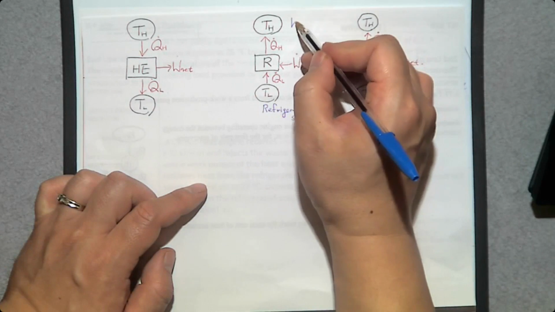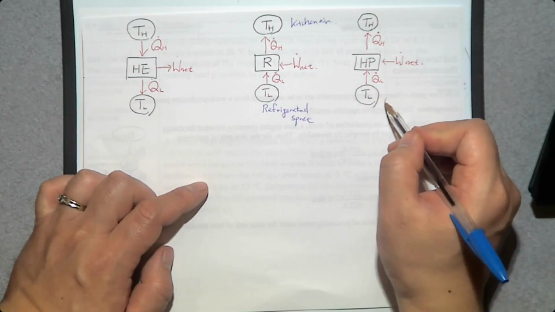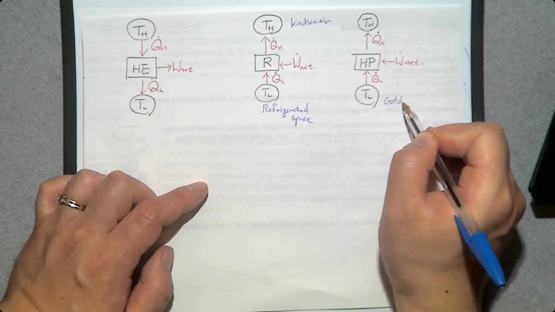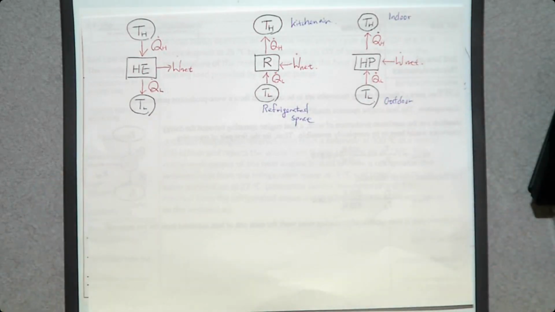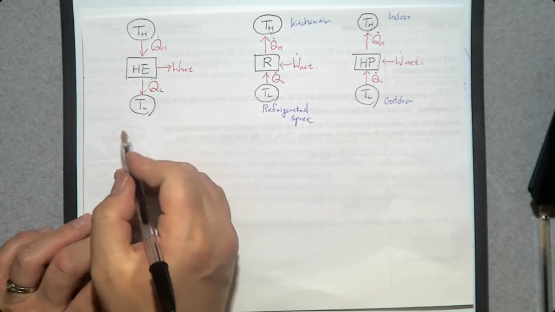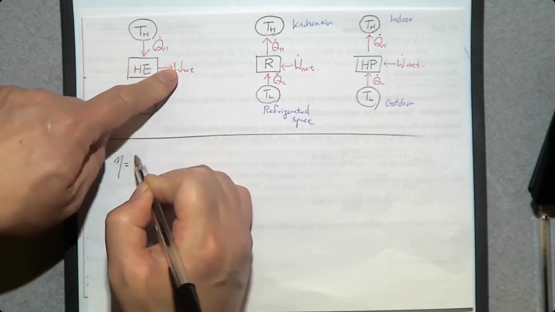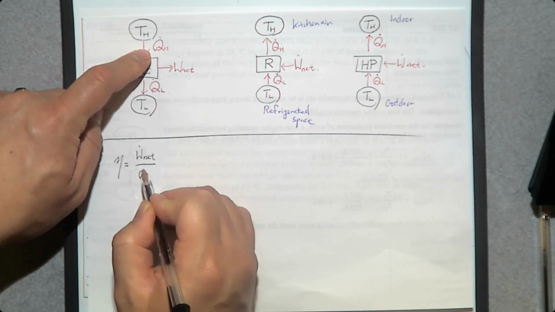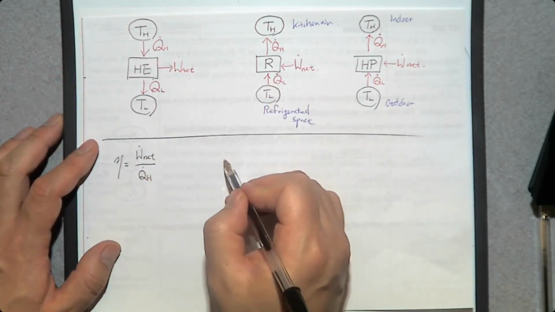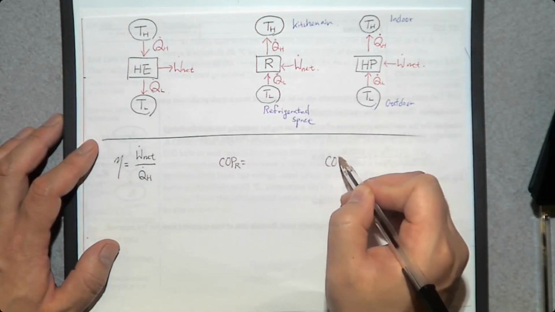And TH is the kitchen air. On the other hand, for the heat pump cycle, TL is going to be outdoor and TH indoor. So how can we evaluate their performances? For a heat engine, we use efficiency: desired output, we want to produce power, over required input, we need to provide heat. For a refrigerator, we can use COP. For a heat pump, we can use COP.